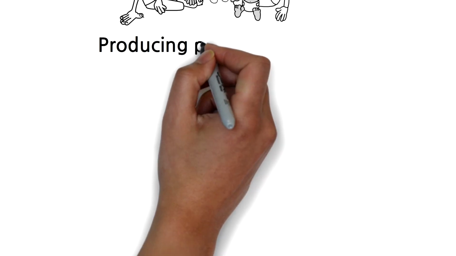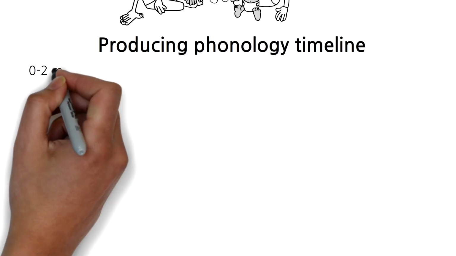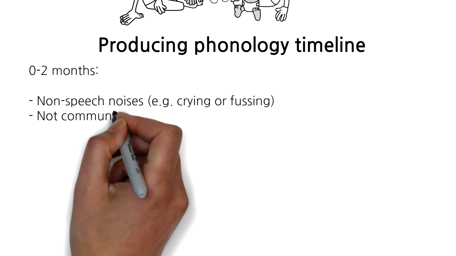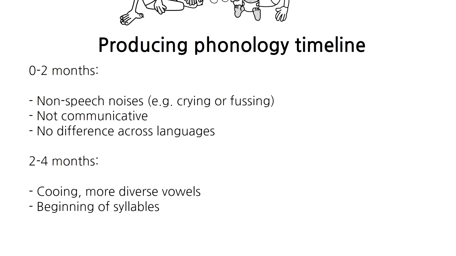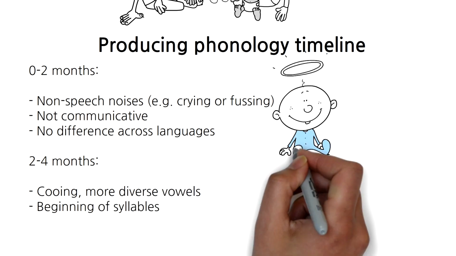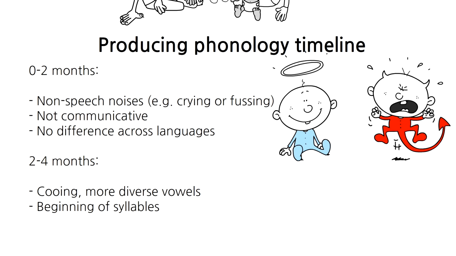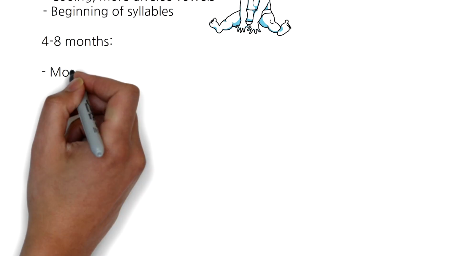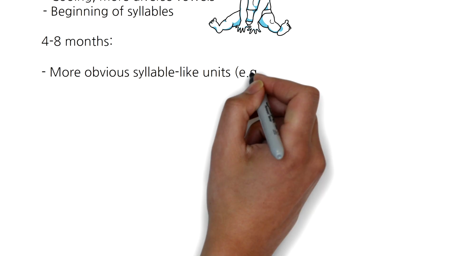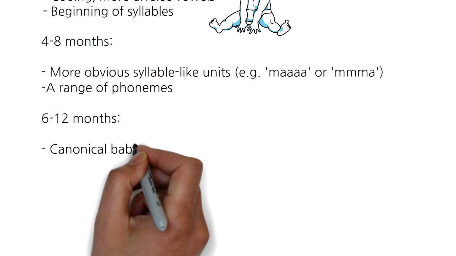So now if we look at the timeline of how it goes from a newborn through several months, looking at how phonology is produced. Between 0 to 2 months, babies have non-speech noises, so this is crying and fussing. They're not communicative and there are no differences across languages in the noises that they make. 2 to 4 months, there's cooing and more diverse vowels and the beginning of some syllables. Between 4 to 8 months, there are more obvious syllable-like units like ma or ah. And there are also a range of phonemes.